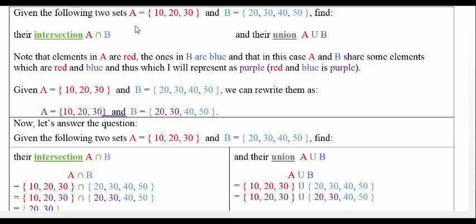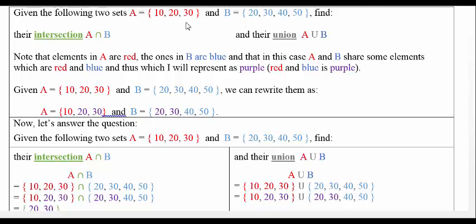Let's now take a look at the following example. Let's say set A is a red set made up of the red elements 10, 20, 30. Set B is a blue set made up of the blue elements 20, 30, 40, 50. Since we want to find their union, A union B, let's just notice one thing over here, that A and B happen to share some elements, namely 20 and 30.